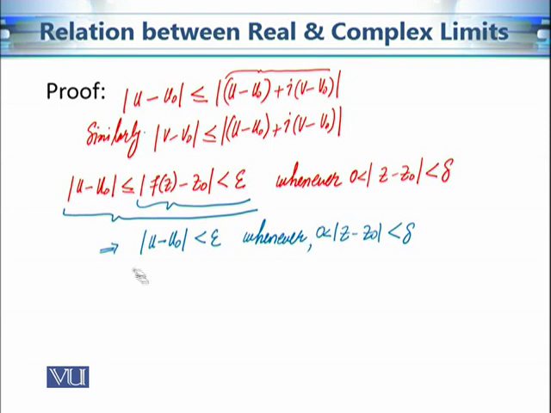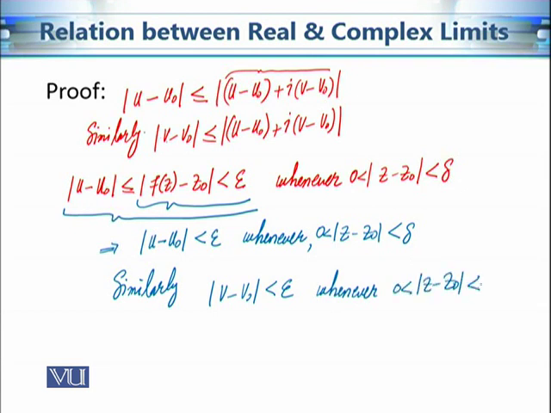Similarly we can prove this for v and v₀. So |v − v₀| is less than epsilon whenever the distance between z and z₀ is less than delta.